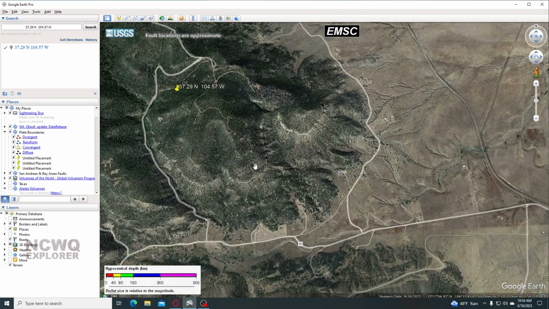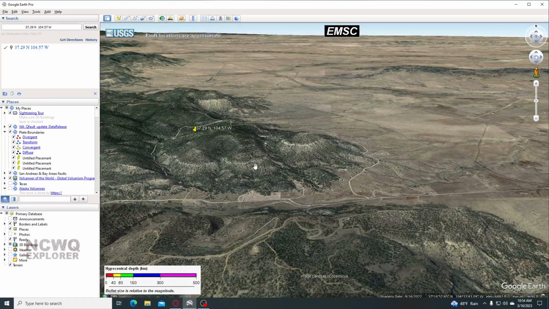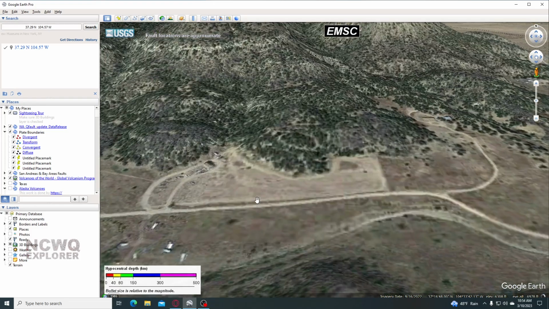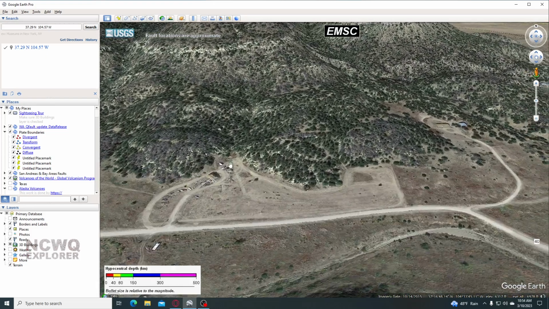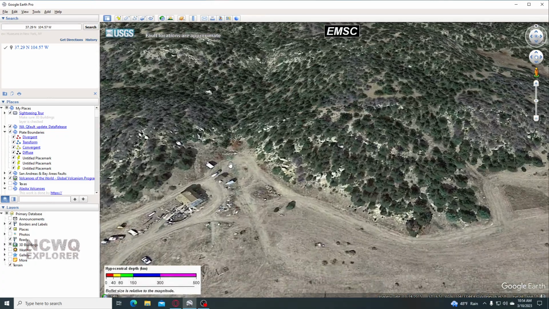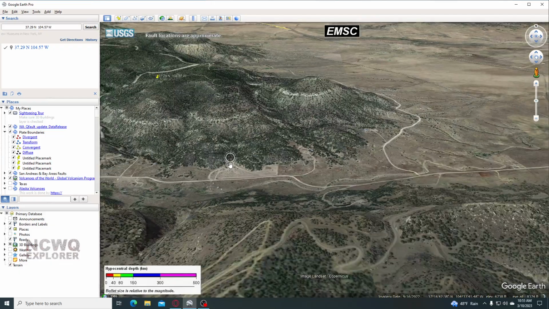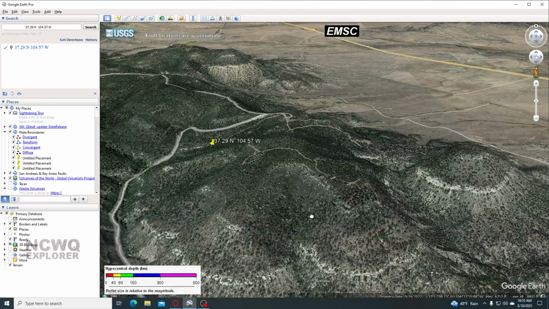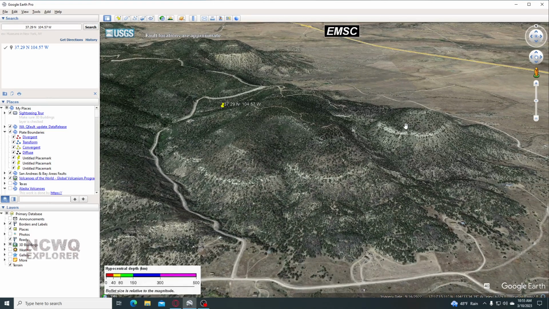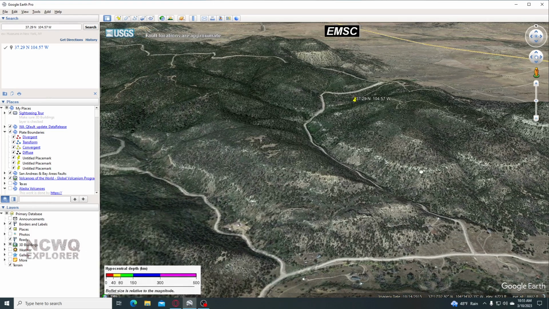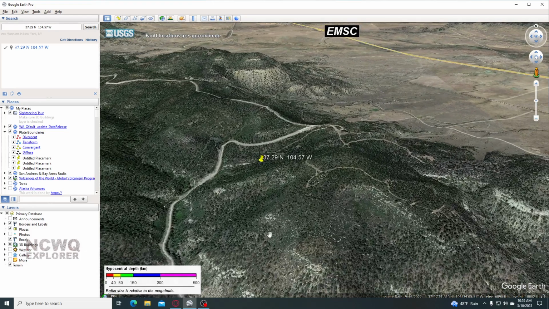Let's do a tilt. You can tell this is a mountainous region. Not seeing any real cause for an earthquake here, other than it's a mountainous region. This reminds me of volcanism. So we'll look at the next earthquake. This is the 4.3 location.